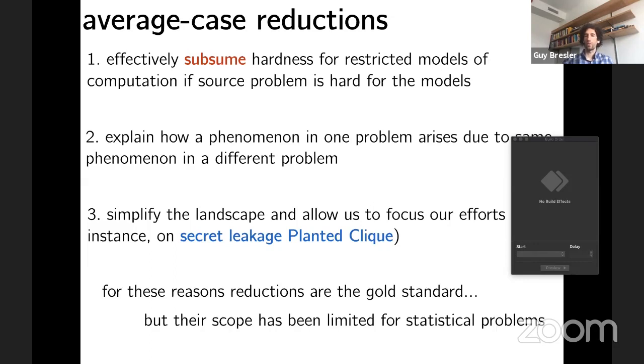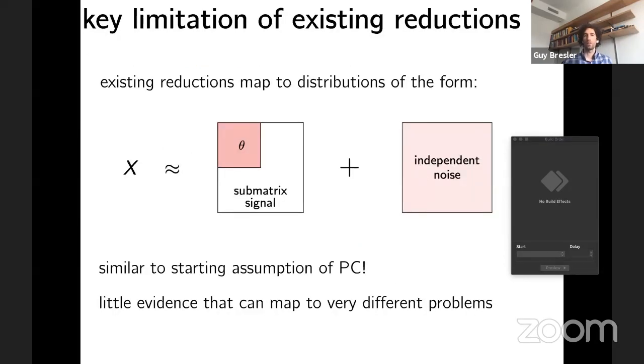So for these reasons, reductions are the gold standard, but their scope has been pretty limited for statistical problems, which is the reason that analyzing restricted classes of algorithms is so popular: reductions seem to be very challenging and limited in scope. One particular complaint about results that use reductions so far is that many of them start with planted clique and then map to some statistical problem that looks more or less like planted clique. It has some sparse submatrix signal, there's some independent noise.